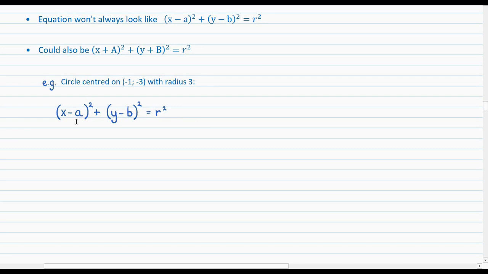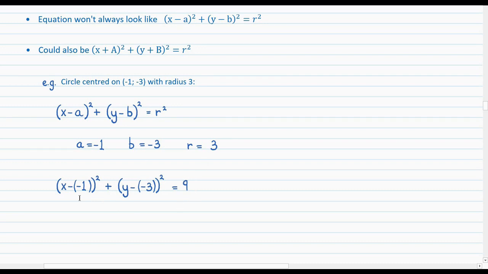It's pretty simple. A represents the x coordinate of the center, so A would be -1, and B represents the y coordinate of the center, so B would be -3, and they told us the radius is 3, so R is equal to 3. Then just sub these directly into this equation, which gives x minus A, which is -1 squared, plus y minus B, which is -3 squared, is equal to R squared, which is 3 squared, which will just give a value of 9.